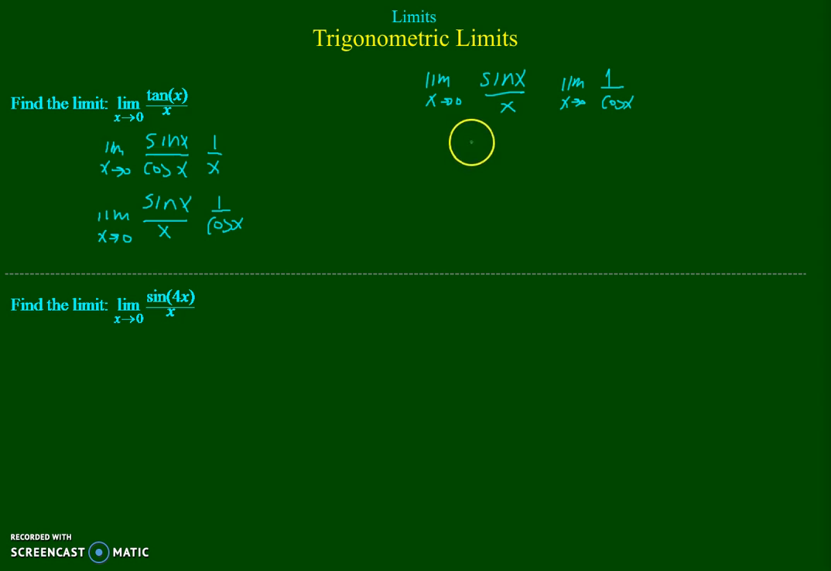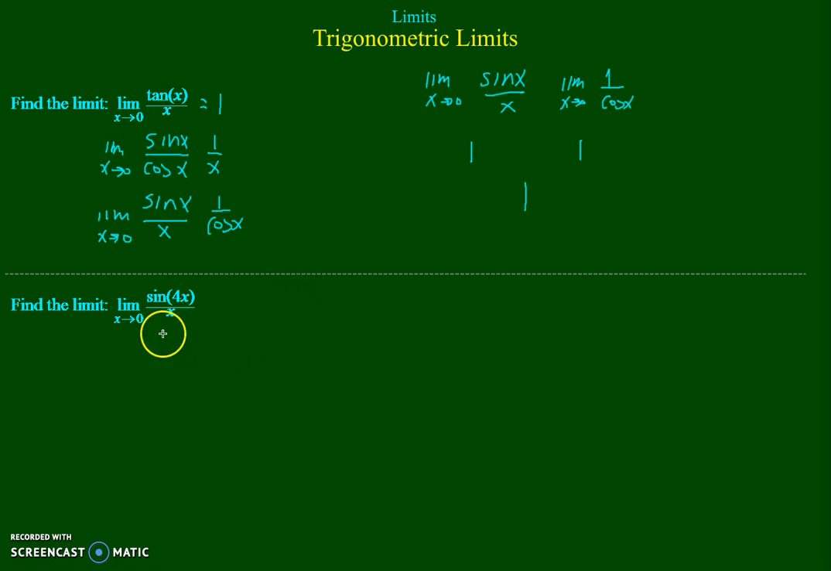Now this is one of the two special limits we talked about. This is just 1, and we can do a direct substitution to evaluate this limit. Cosine of 0, as we approach 0 here, cosine of 0 is 1, so this limit is 1 as well, so this limit comes out to be 1. So the limit as x approaches 0 of tan x over x equals 1.